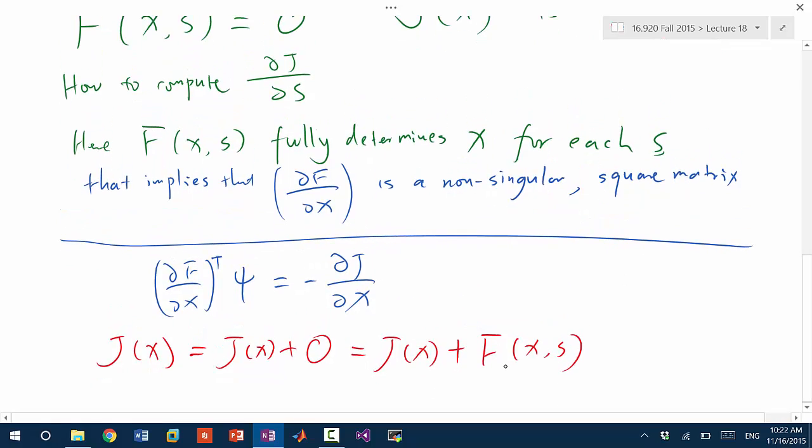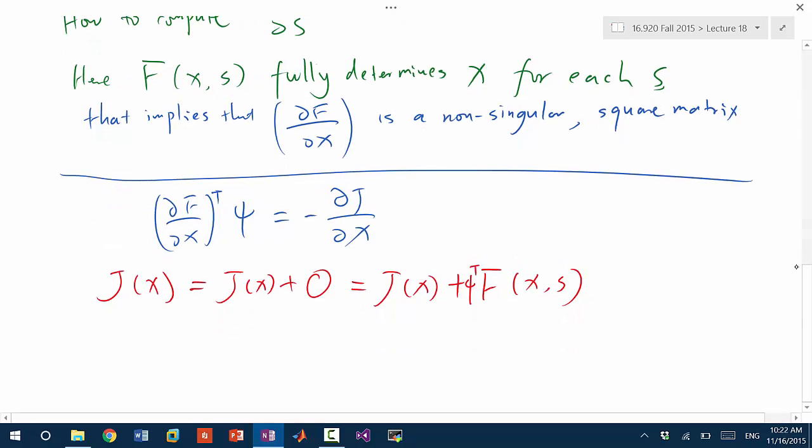f of x and s is equal to 0, and also f of x and s, well, it is a vector, so this vector times any phi transpose times f is equal to 0. That is true for any phi. Agreed? Okay.